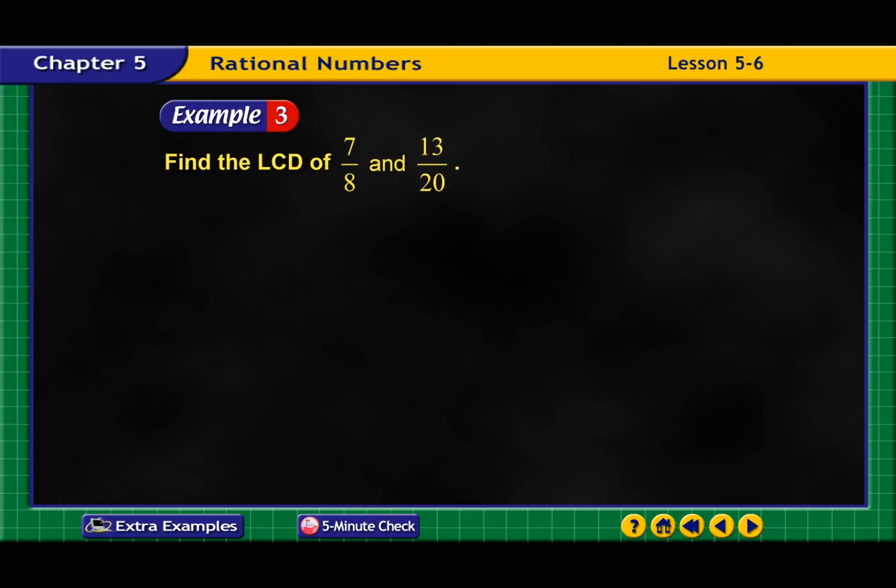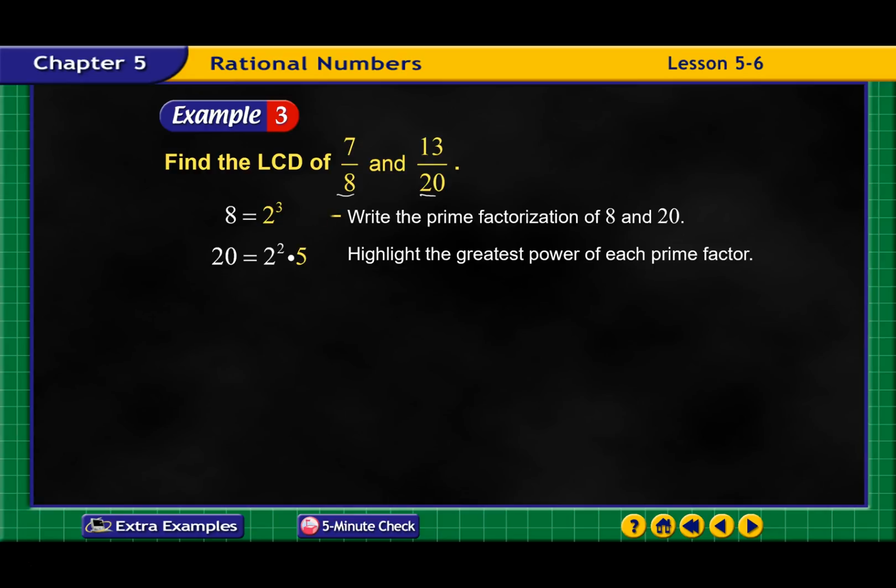All right, so least common denominator. Okay, we already know that we're just trying to find the least common multiple of the denominators. So I have to find the least common multiple of 8 and 20 together. So 8, if I prime factor that out, comes to 2 cubed. 20 comes out to 2 times 4, 2 to the 2nd, and 5. So for the least common denominator of them both, write the prime factorization of 8 and 20, highlight the greatest power of each prime factor. So I multiply those together, it's going to come out to 40.